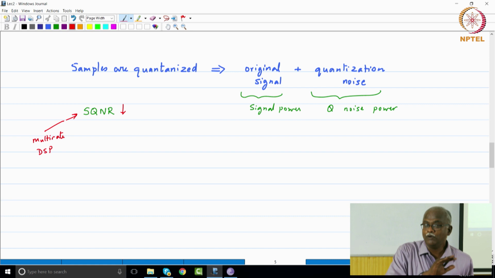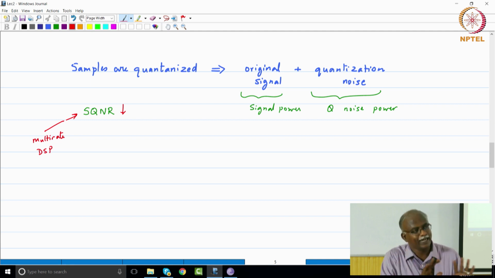Okay, but by and large, since our focus is on the multirate aspects, except when we are studying the enhancement of SQNR using multirate processing, the rest of the time we are more or less looking at it from a scenario where quantization noise is not the main aspect.